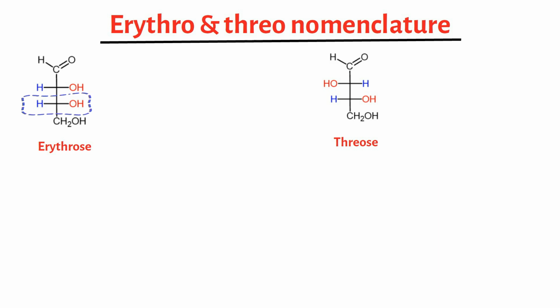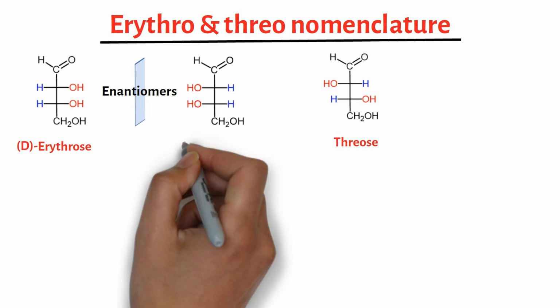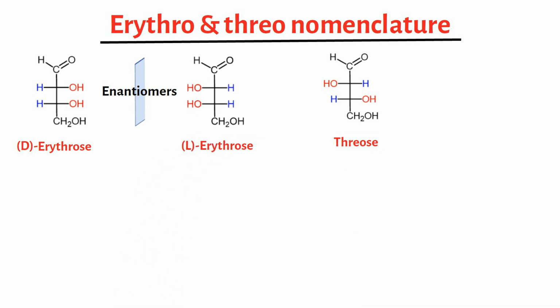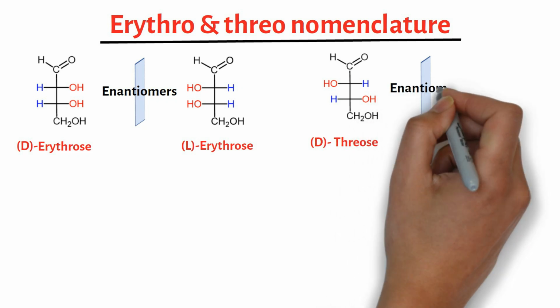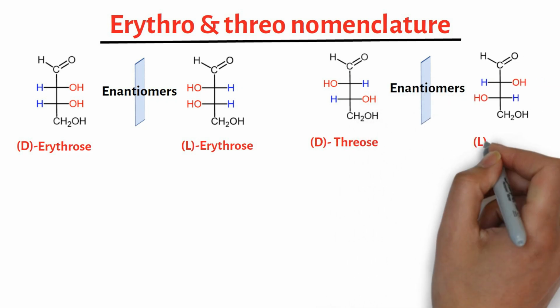Since OH of the bottom asymmetric carbon is on the right, as per Fischer-Rosanoff convention, this is designated as D-erythrose. The enantiomer of D-erythrose looks like this and is called L-erythrose. Similarly, this one also has OH of the bottom asymmetric carbon on the right and is therefore designated as D-threose. Its enantiomer is called L-threose.